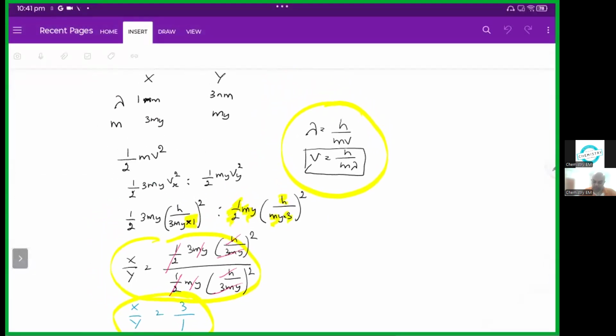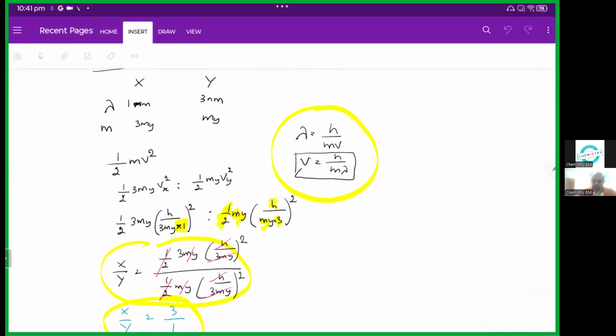This one. In the exam as well, this type of working is more than enough.